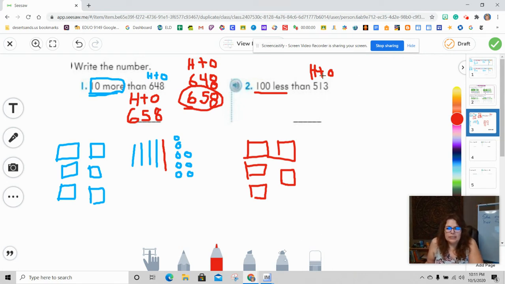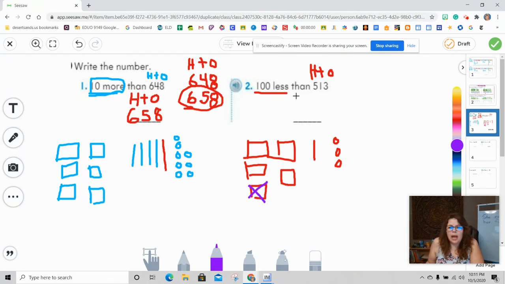And then I have 110, so I'm going to draw 110. And then I have 3 ones, so I'm going to draw 1, 2, and 3. Now it says 100 less. So we say 100. So I'm going to take one of the hundreds off. I'm going to cross it out. So I'm taking it away.